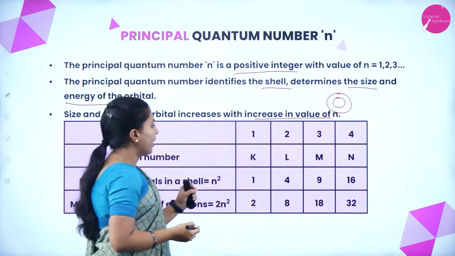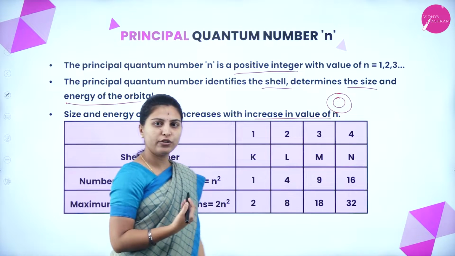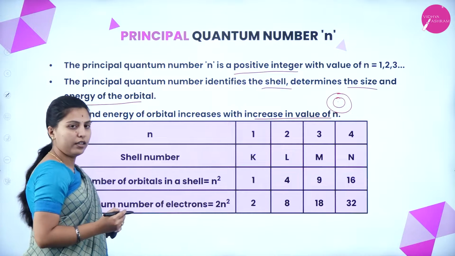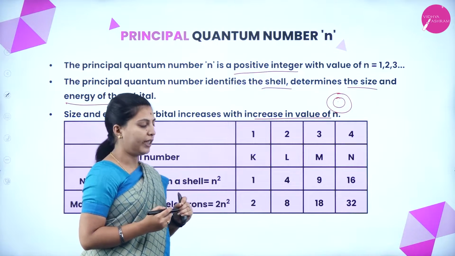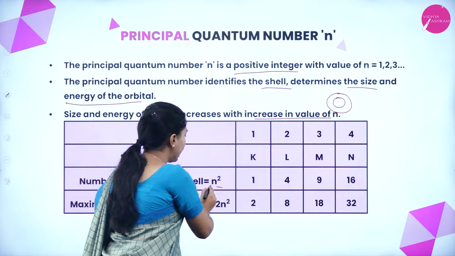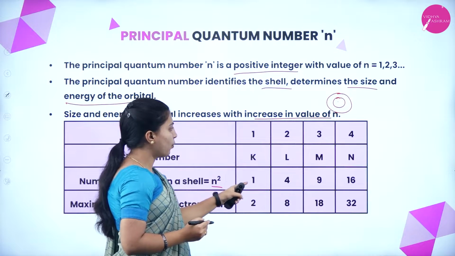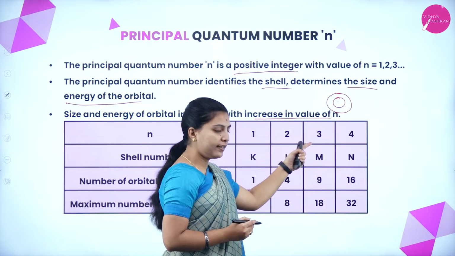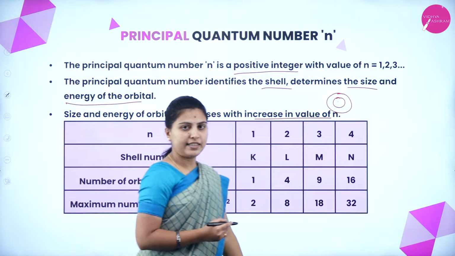Shell number we will designate as K, L, M, N, and this keeps on continuing. Then, the number of orbitals in a shell. How many orbitals can be accommodated in a shell? That is calculated by n square. If n is 1, then 1 square is 1. If n is 2, then 2 square is 4. If n is 3, then 3 square is 9. If n is 4, then 4 square is 16.